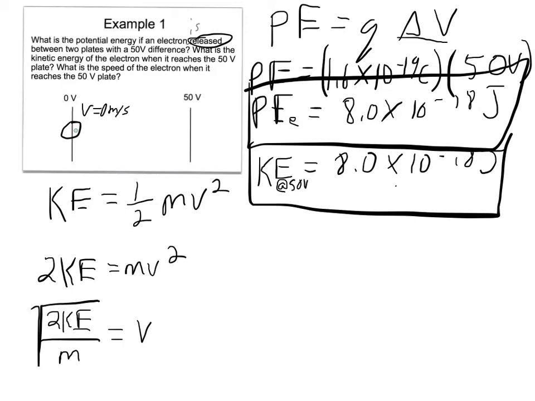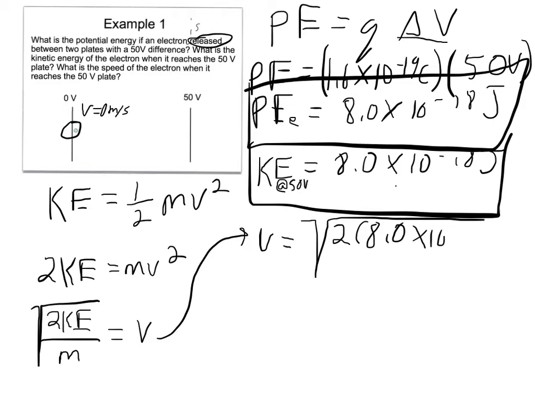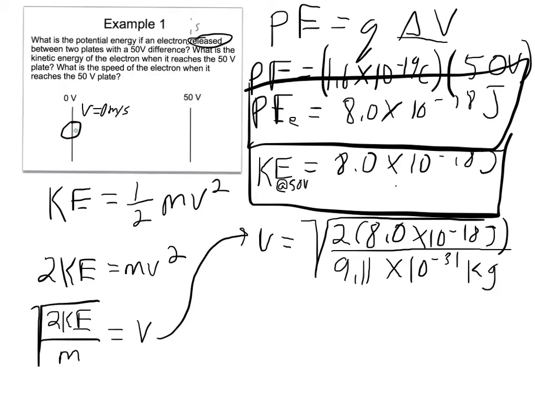I'm going to need to know the mass of an electron. Go back in those handy-dandy notes Mr. Melvin told me to take. Alright, bring this equation up here. V equals the square root of 2 times the kinetic energy, which we just found, 8.0 times 10 to the negative 18th joules, over mass, which for an electron is 9.11 times 10 to the negative 31 kilograms.